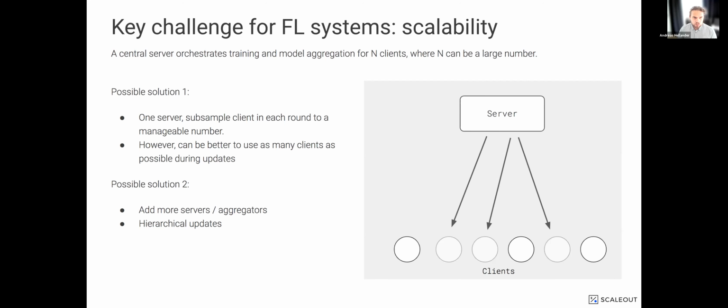But as we have seen, it would be desirable, of course, to be able to use as large a set of clients as possible during updates. So the second solution, which is quite obvious, is to add more servers or aggregators or combiners, and then do hierarchical updates. Yes, Sam?